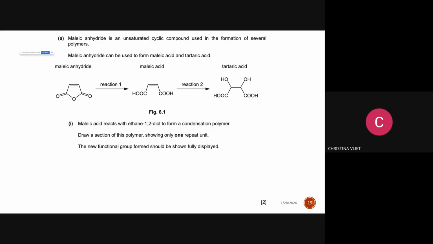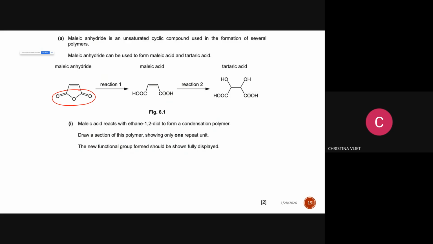All right, let's try another one. Maleic anhydride is an unsaturated cyclic compound used in the formation of several polymers. Very exciting. By the way, anhydride is that little unit there. They don't teach you that in Cambridge, but if you were to take a full organic chemistry class, it's something you would be aware of.